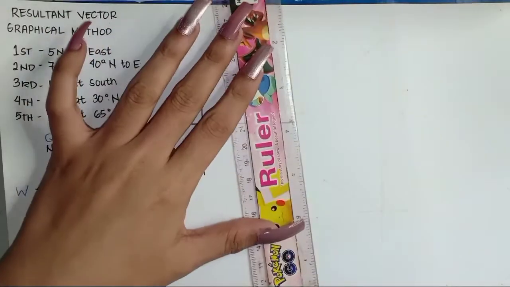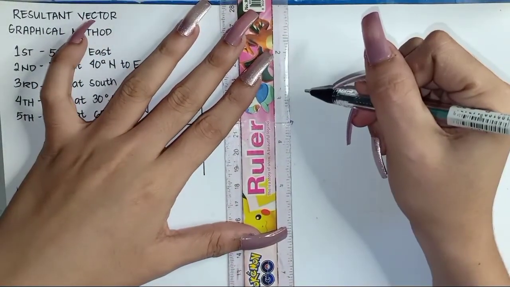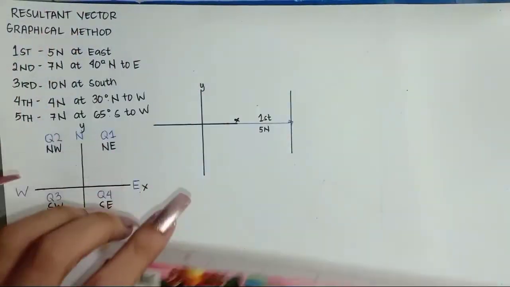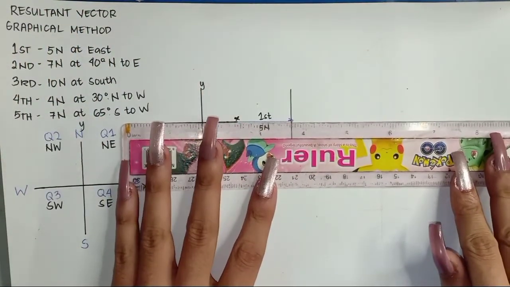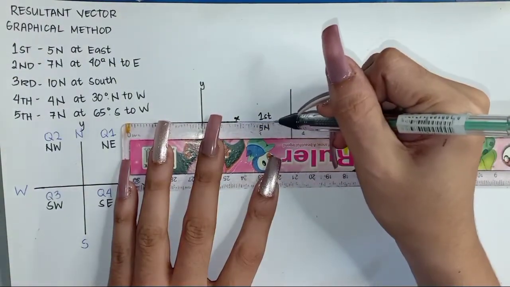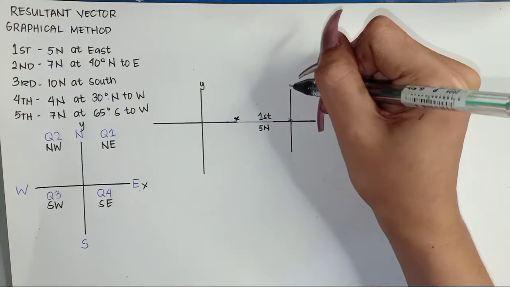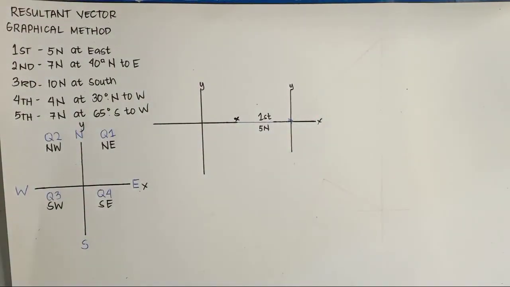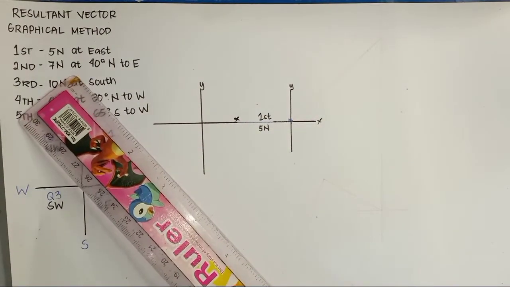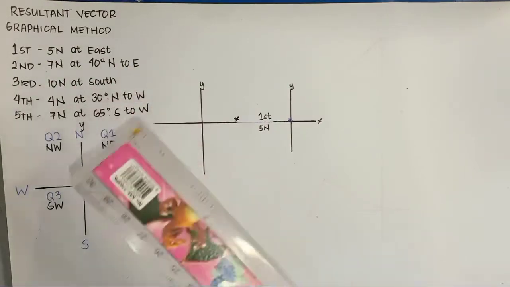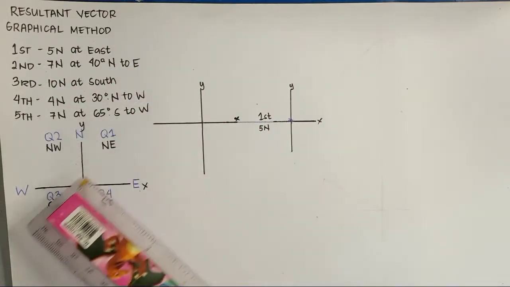So, next is magdodrawing lang tayo ng panibagong Cartesian plane. Maliit lang. Ito yung magiging reference natin para sa second vector. And this is going to be our y-axis and x-axis. So next, igagraph na natin yung second vector natin, which is 7 Newton at 40 degree north to east. Diba katulad ng sinabi ko kanina, north to east, ibig sabihin dito siya.